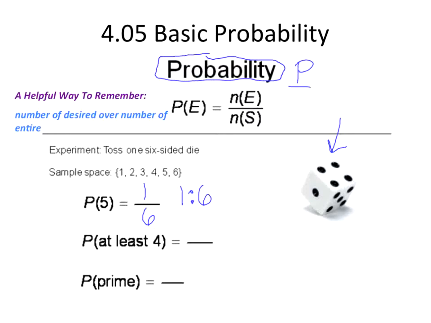So does anybody have a question about that first part? Probability of rolling a 5. The top is our desired outcome. What did we want to have happen? Roll a 5. How many of those are there? 1. The bottom's your total.